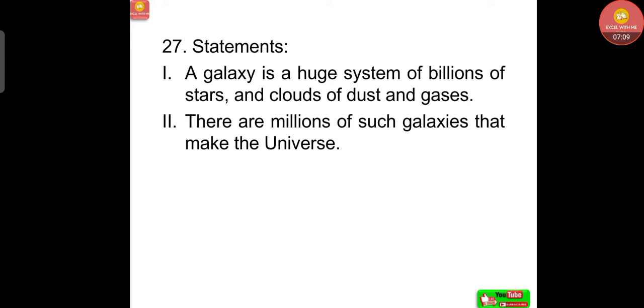Now next one, a galaxy is a huge system of billions of stars and clouds of dust and gases. There are millions of such galaxies that make the universe.